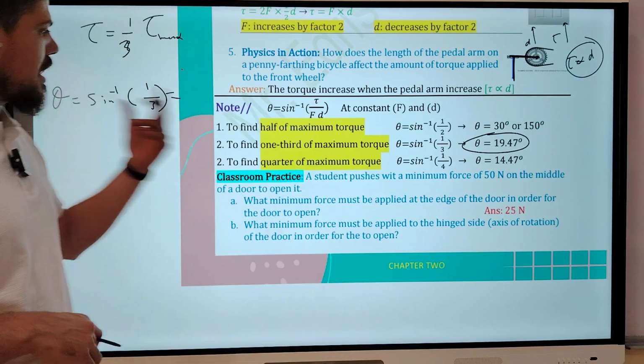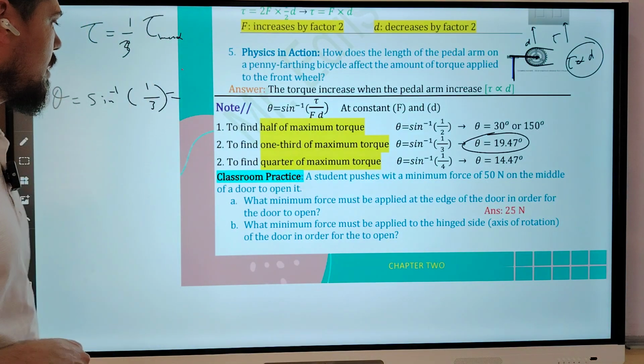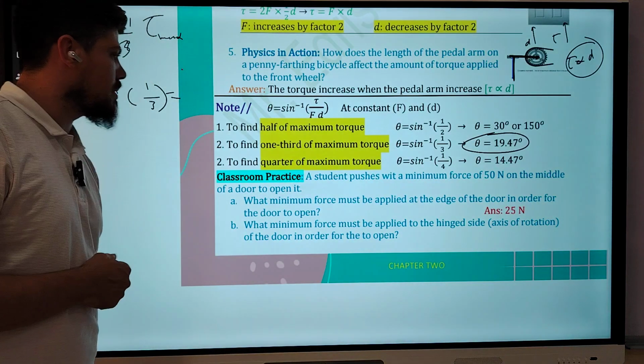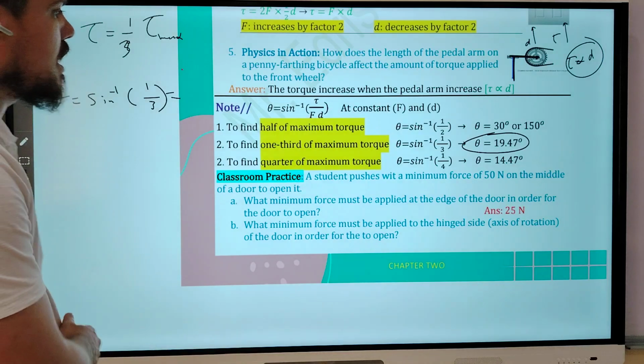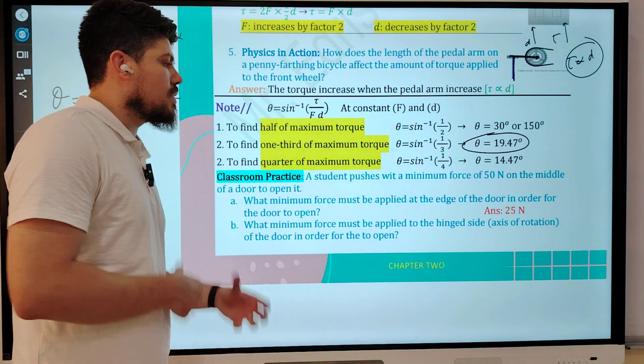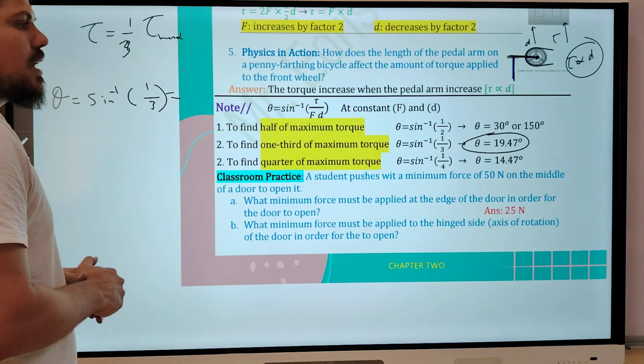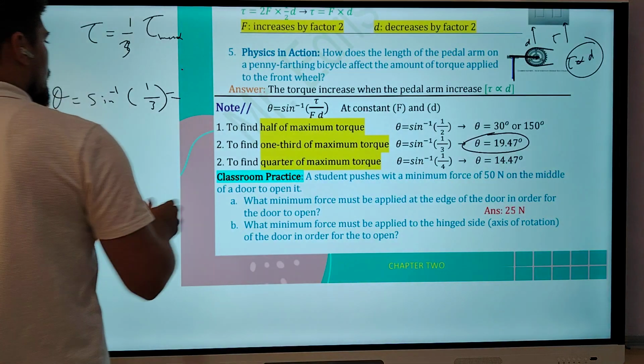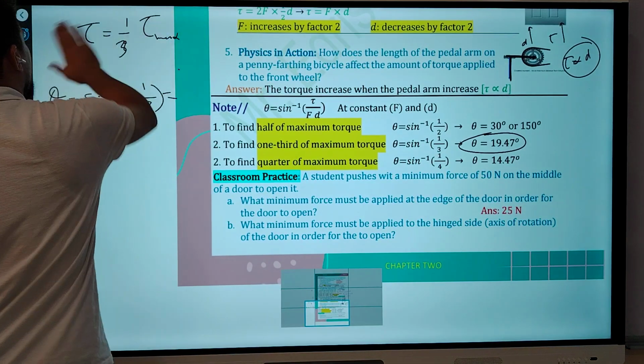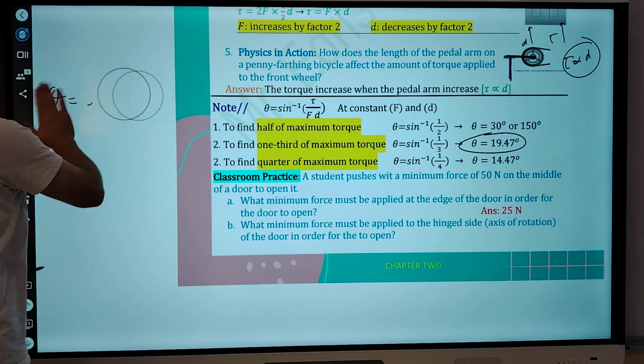Okay, so this is classroom practice. I hope you solve this question by yourself, and if you don't understand or cannot solve this question, feel free to ask me and leave a comment on YouTube. Okay, I'm going to explain and solve it for you.